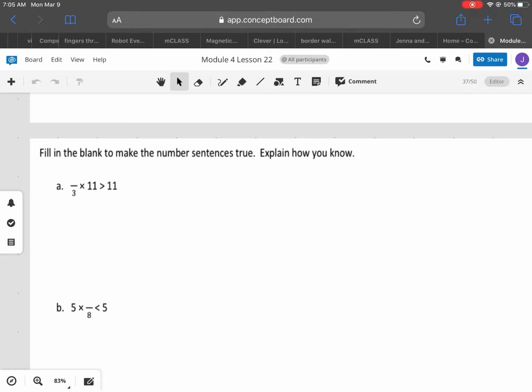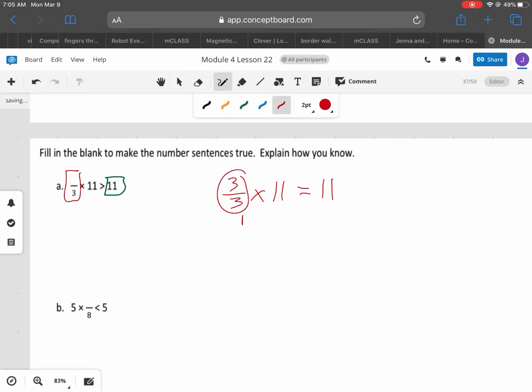Fill in the blank to make the number sentence true. All right. So if we look here, we have the number 11. Okay. And they want us to fill in the blank here. Now, you should know that if we did 3/3 times 11, it would equal 11. Remember that 3/3 is equal to 1. All right, so here, this symbol here is saying it's greater than.